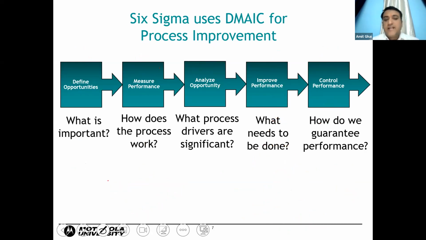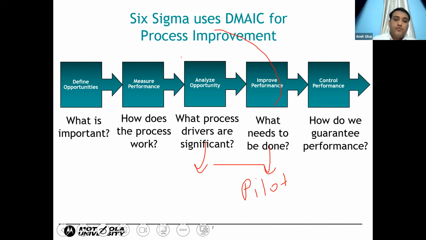So after analyzing the opportunities and seeing what the root causes are, we propose the solution in the improve performance phase, and we do the pilot run to see, is it really making the improvement in my process? If not, we need to go back to analyze. If yes, we go to the next phase, which is called the control performance phase.